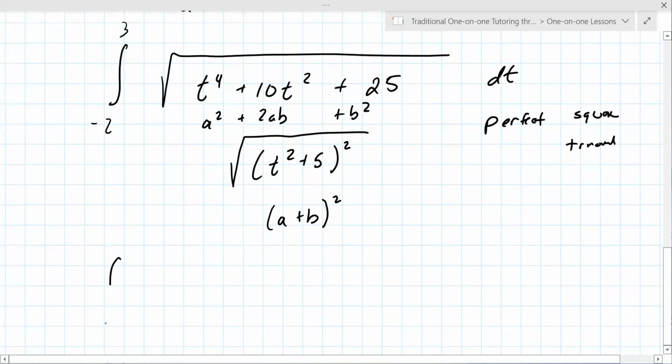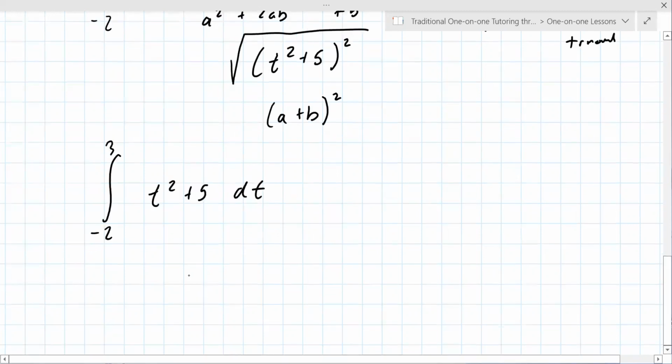So the integral becomes -2 to 3. The square root cancels that, so you just get t squared plus 5 dt. And now it's just a basic Calc 1 integral. All right, 1/3 t cubed plus 5t evaluated from -2 to 3.